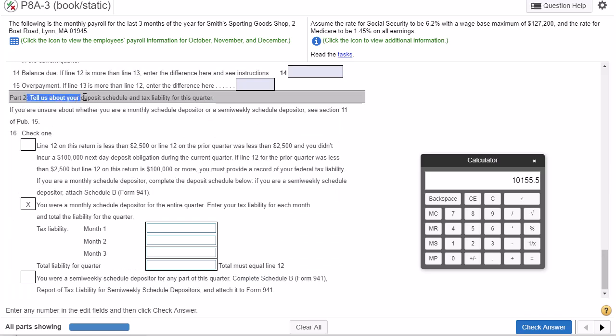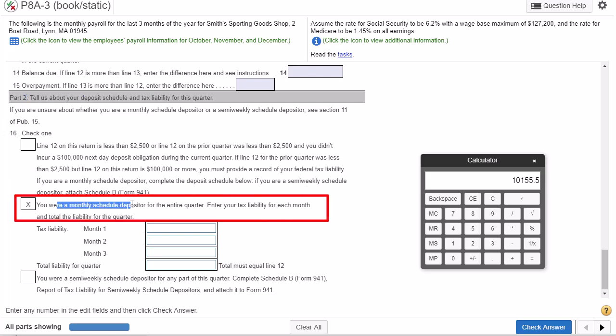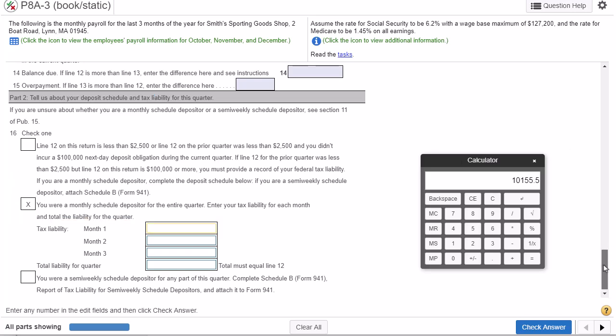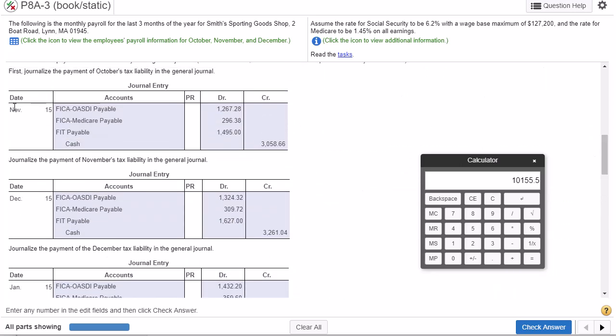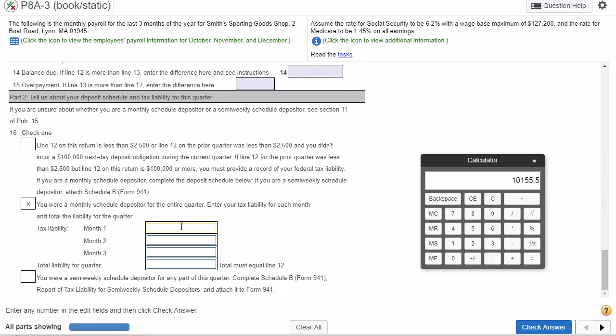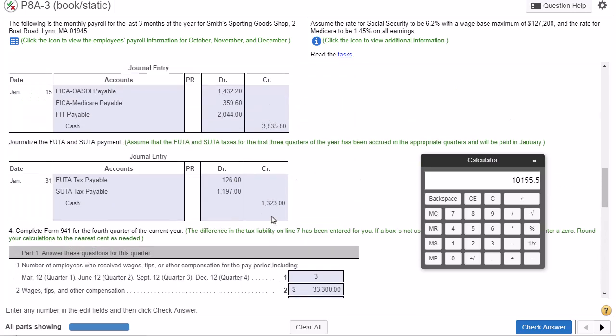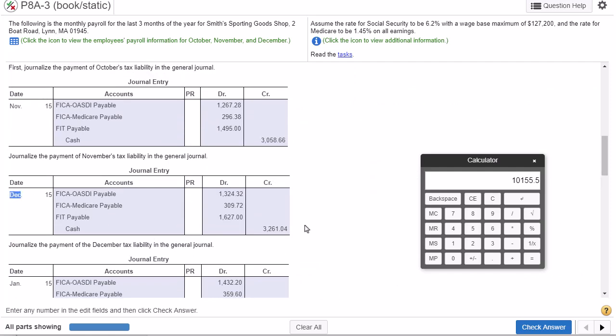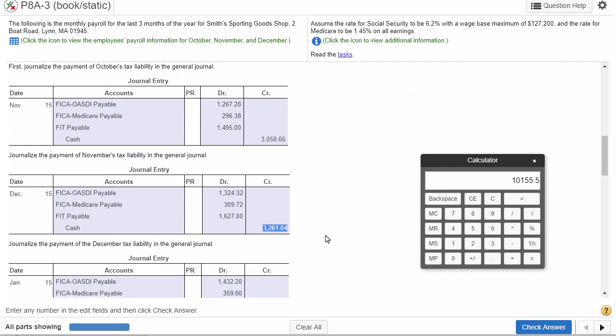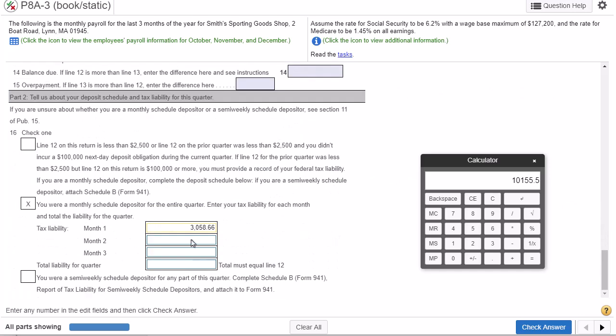Now, part 2, tell us about your deposit schedule. They've already X'd in the box saying that we're a monthly depositor, and they're wondering how much we deposited each month. Well, we've already got these numbers. So let's scroll back up here to our journal entries. For our first one, November, we're going to copy and paste this amount, 3058.66. And then we're going to go find the December one, 3261.04, paste it.